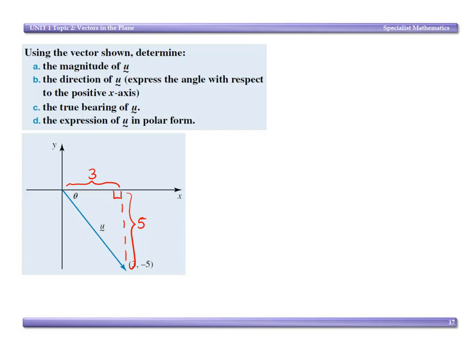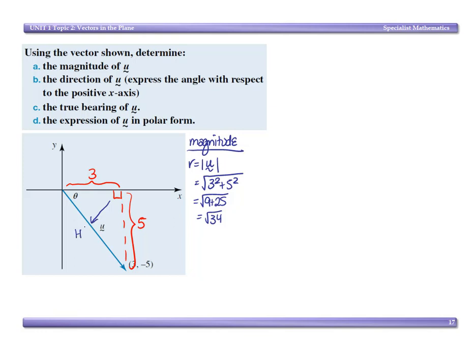So for magnitude, that's our r, the magnitude of u. Now that's equal to the square root of 3 squared plus 5 squared, just using Pythag. So the square root of 9 plus 25, which is the square root of 34. We're going to leave it as its exact value.